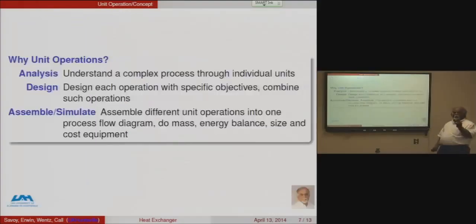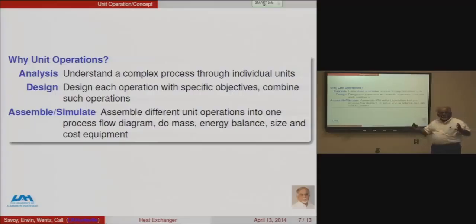So why unit operation? It helps us to analyze the chemical process a little more easily, to understand a complex process through individual units. The other advantage is that if you want to build a chemical plant, you don't build the chemical plant all at once. You build individual units and then you join them together. So you can join up a distillation column, you may have a heat exchanger, you may have a reactor and so forth. So that's the whole idea.